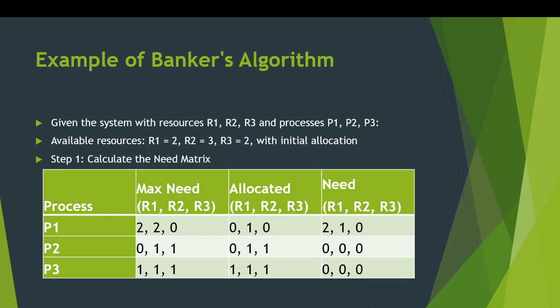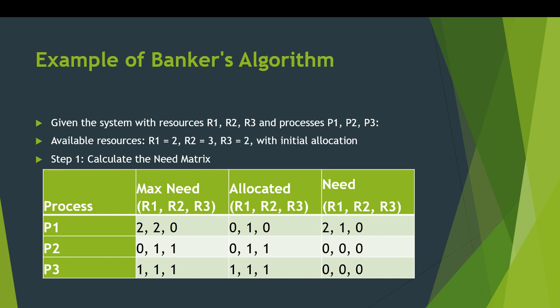For step 1 we have to calculate the need matrix. So look here, we have processes P1, P2, P3. The maximum need for P1 is 2, 0 for resources 1 to 3. Similarly P2 is 0, 1, 1 and P3 is 1, 1. Now allocated initially, P1 is 0, 1, 0, P2 is 0, 1, 1 and P3 is 1, 1, 0.